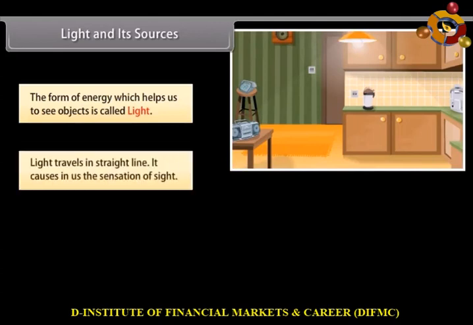The form of energy which helps us to see objects is called light. Light travels in a straight line. It causes in us the sensation of sight.